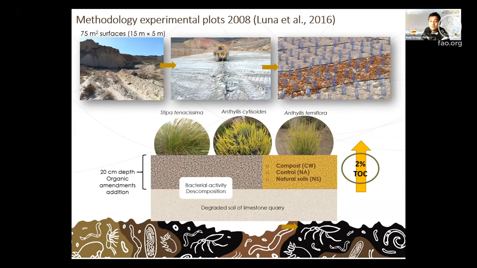The input of organic amendment applied to the soils was estimated to increase the total organic carbon by 2% in the first 20 centimeters of the soil. We also restored the soil with three different plant species adapted to the Mediterranean semi-arid conditions of the area: Stipa tenacissima, Anthyllis cytisoides, and Anthyllis terniflora.